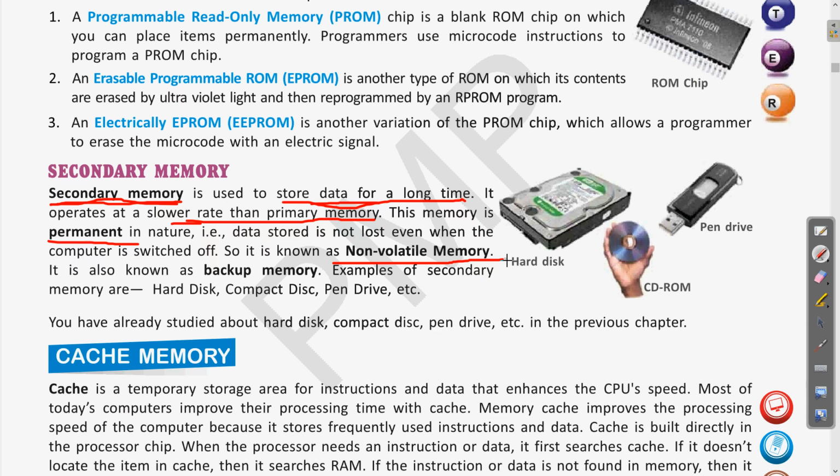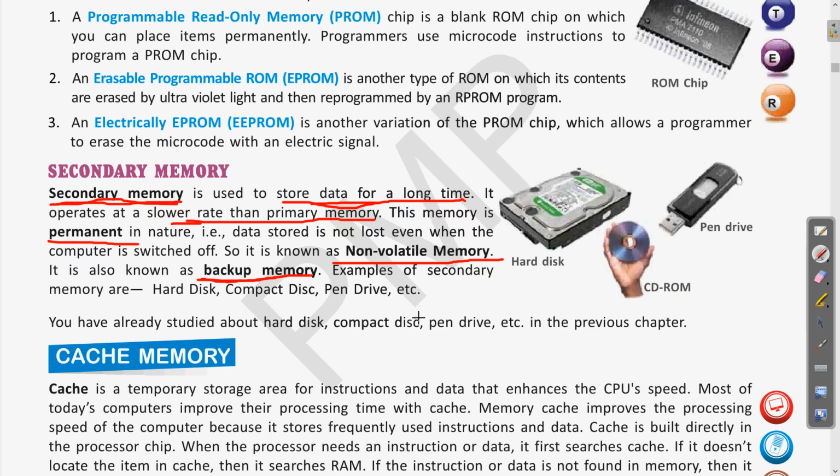Clear? So these are the different features of the secondary memory. First, it will store the data for a long time. Second, it is also called permanent memory or storage memory. And third, it is a non-volatile memory, which means the contents will not be deleted when the computer is switched off. Clear? And another name for the secondary memory is backup memory. So backup memory, permanent memory, storage memory, these are the different names for the secondary memory.